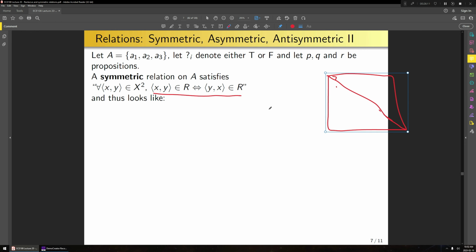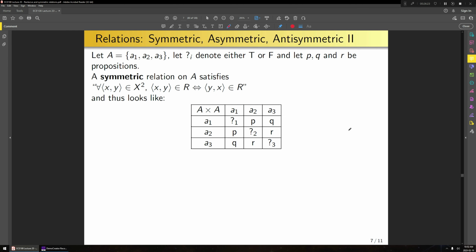There's no restriction, right? I could have nothing is related to anything, and it's still going to be symmetric, right? But if I do something over here, I have to do the same thing over here, right? So because of that, this is the table we're going to get, right? So on the diagonal, it could be true or false. Don't know what it's going to be, right? But on the off diagonals, I have to maintain symmetry. So if this is the proposition P, say if it's true, then this has to be true. If this is false, this has to be false, right?